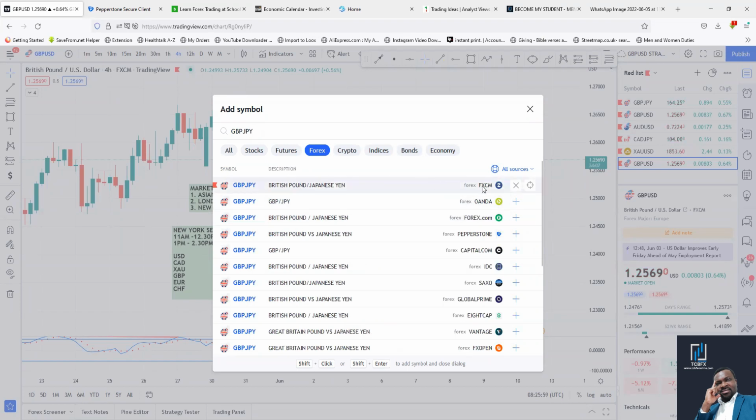Now, there are different sources, which are different platforms that present this currency pair. You can choose any of them. Most of the time, a lot of people use FXCM. Other people use Oanda. It's fine. If you use Pepperstone, it's also fine. So I recommend you use Pepperstone, FXCM, or even Oanda, whichever one. But I have Pepperstone and FXCM. That's what I use. So you can see the currency pairs are there.